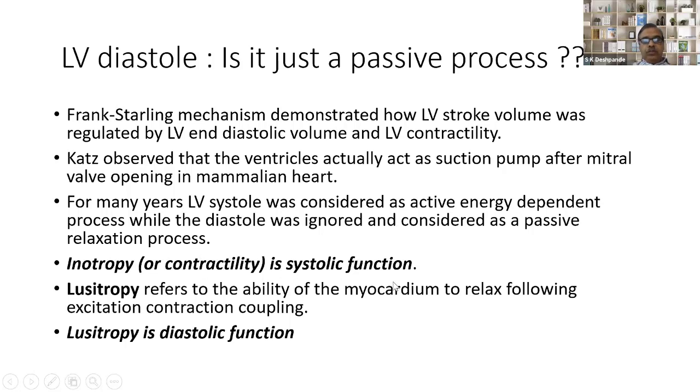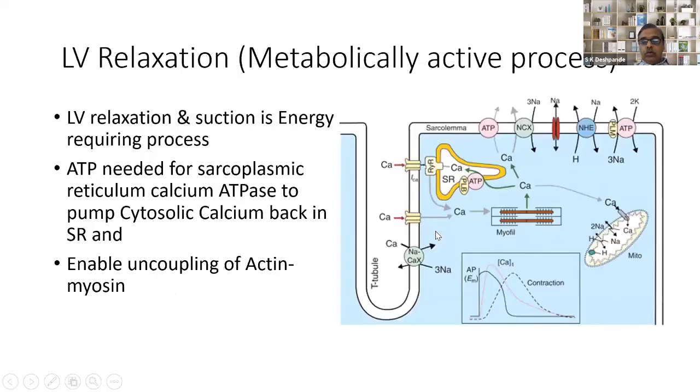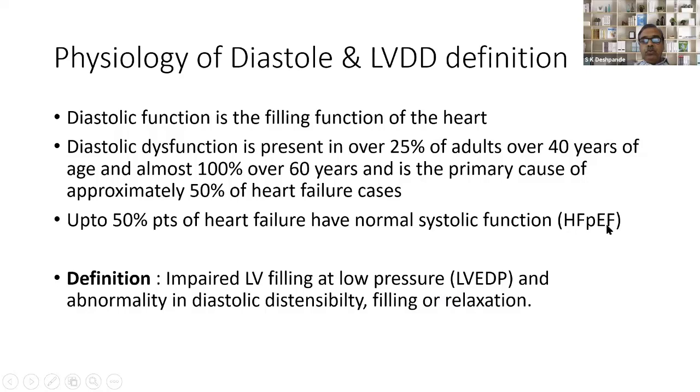So inotropy is a systolic function and lusitropy is a diastolic function. Diastolic function is the filling function of the heart, and dysfunction is present in 25% of adults over 40 years and almost 100% over the age of 60 years, and is the primary cause of 50% of heart failure cases. That's why we are concerned about it. In diastolic dysfunction and failure, sometimes 50% of patients may have heart failure with normal systolic function. That is called heart failure with preserved EF.